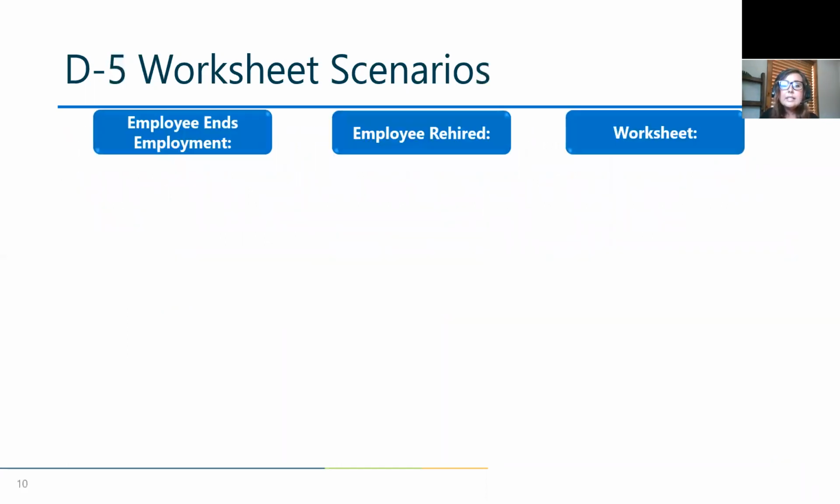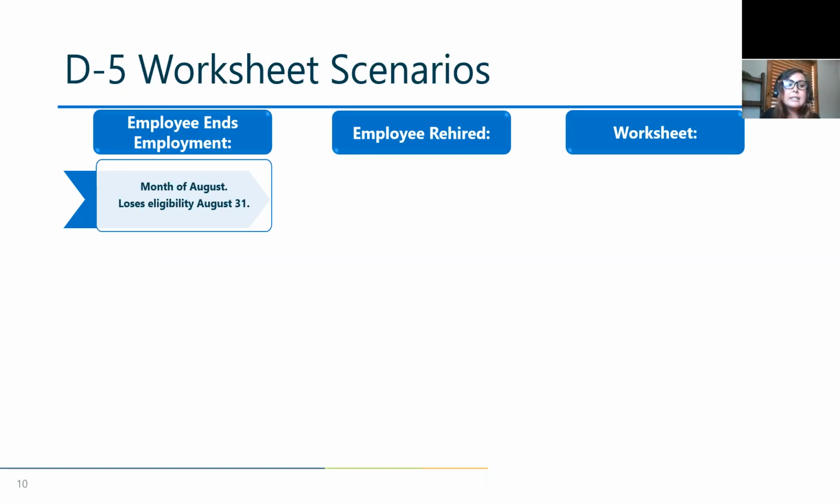All right, now let's take a look at a few different scenarios when you would use the D5 worksheet. So we're going to go over 3 different scenarios using the D5. So let's say an employee ends employment. Now, when I say ends employment, the employment relationship is being terminated completely. Okay, they're not going on leave and then coming back. The employment relationship is completely being terminated. So let's say that we have an employee and their employment ends the month of August, which means that they are losing eligibility August 31st.